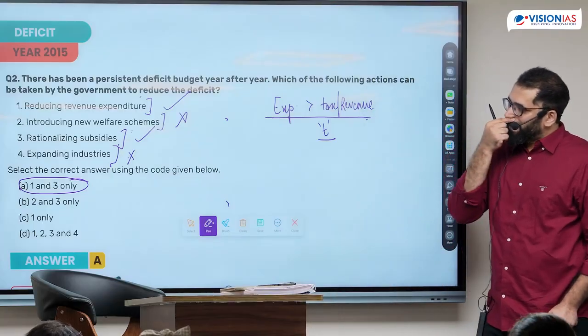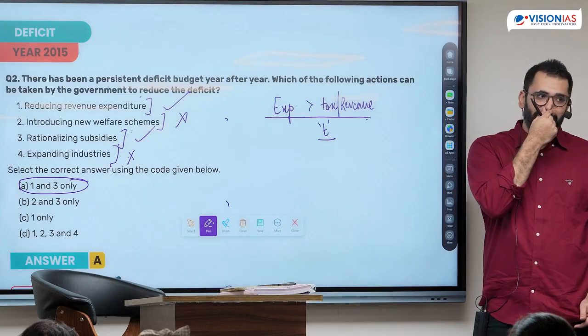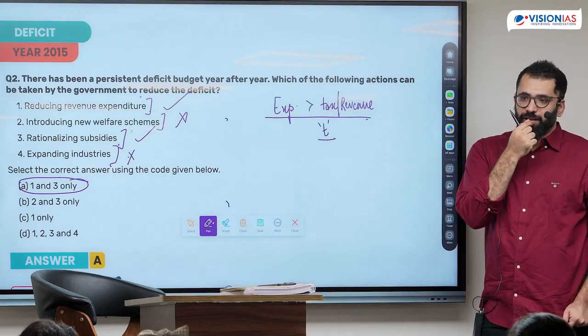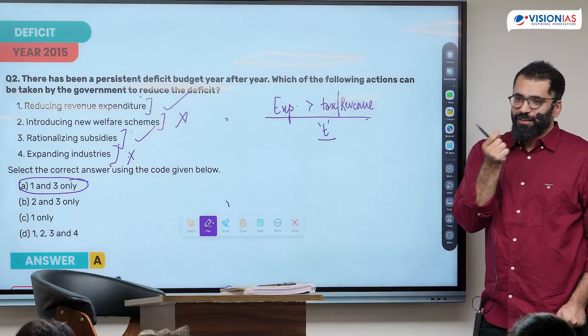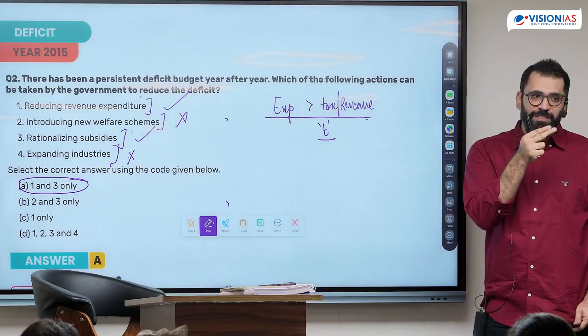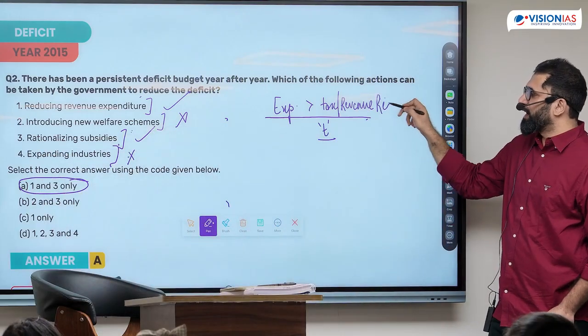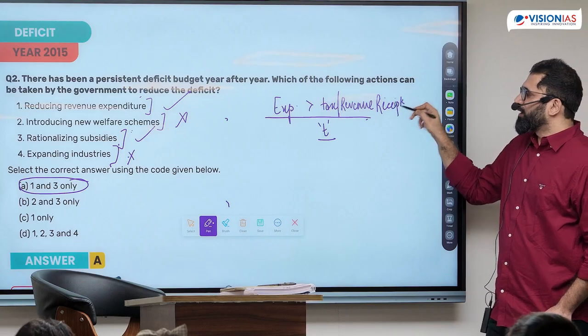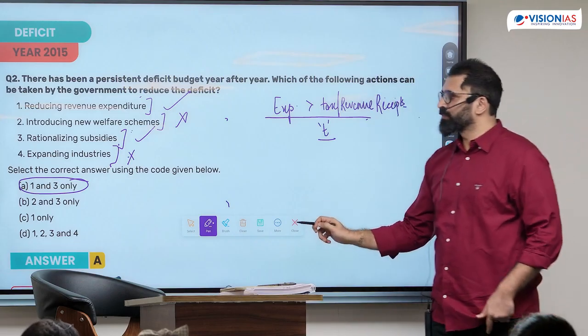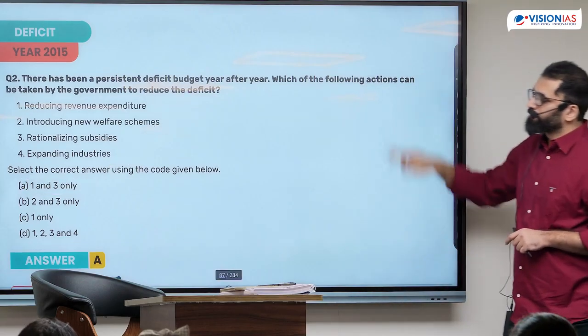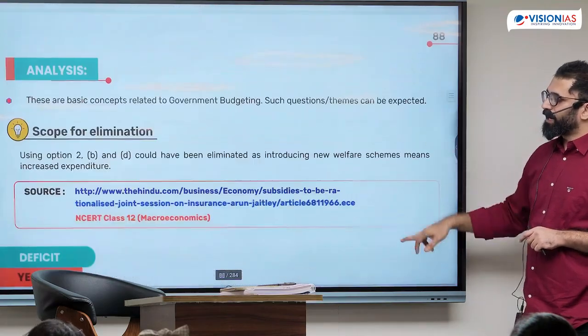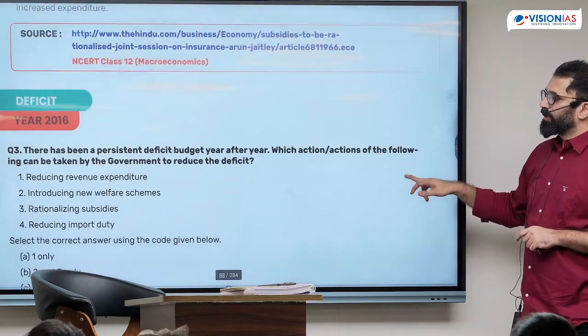Subsidy or welfare schemes, both of them are part of revenue or capital expenditure? Revenue or capital? There are two types of expenditures you can have, revenue or capital. When I say revenue here, I mean total receipts of the government. It's both revenue, yes. The current expenditures of the government.